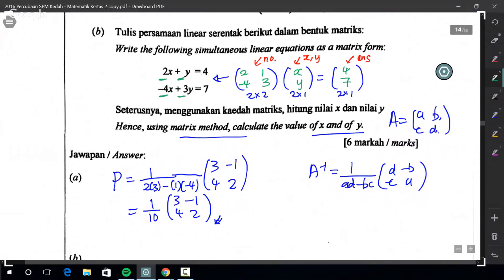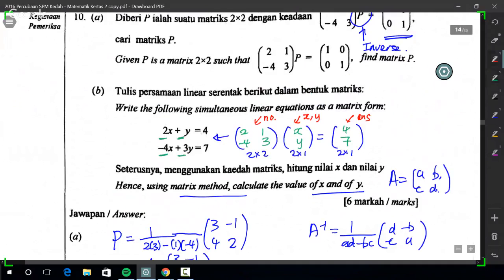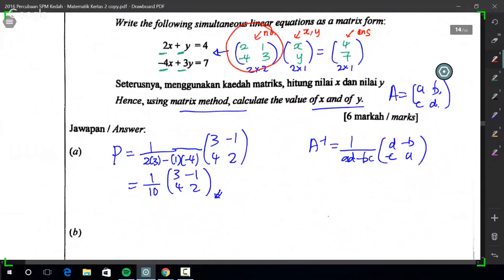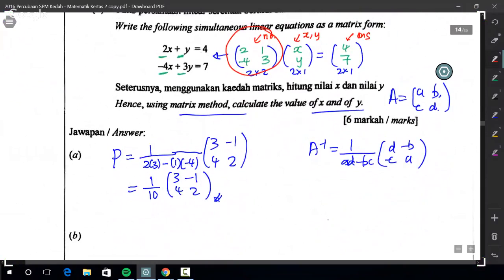And then you will realize 2, 1, -4, 3 is exactly the same with this one. They are exactly the same. They must be the same. If not, there's no way. If not, you have to do again.